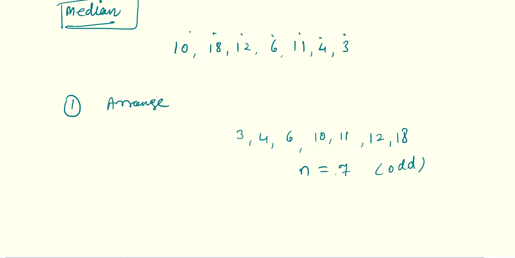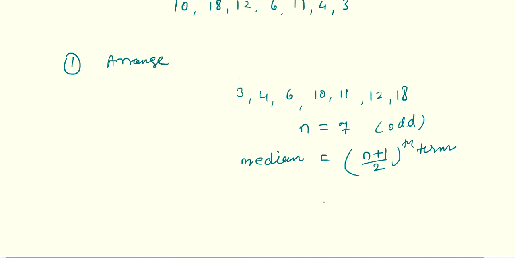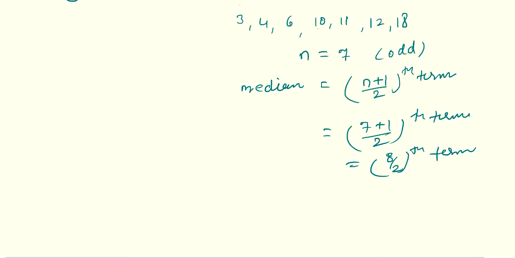So whenever you are having an odd number, the formula for median will be equal to the (n plus 1) upon 2 th term. So n plus 1, value of n is 7. So 7 plus 1 upon 2th term. So 7 plus 1 is 8, 8 by 2 term. So 8 by 2 is the 4th term. And the 4th term is 10. So your median is 10.